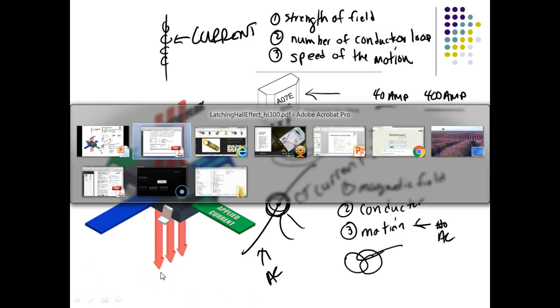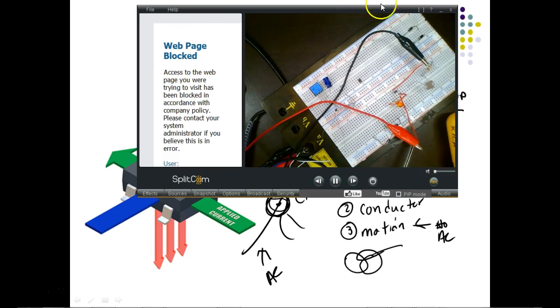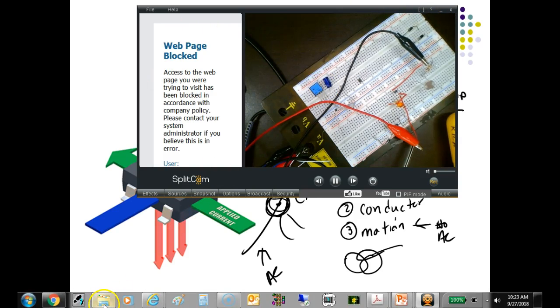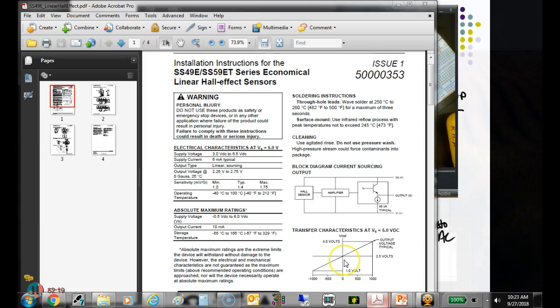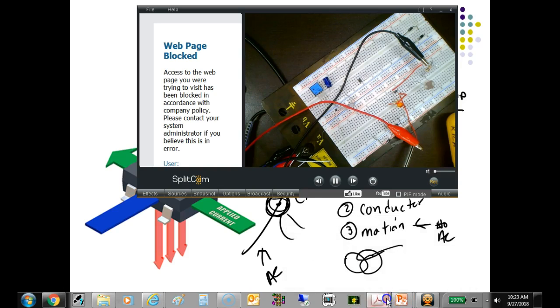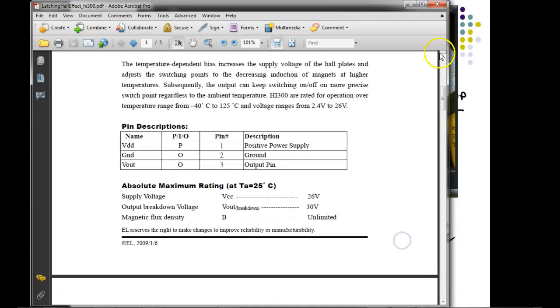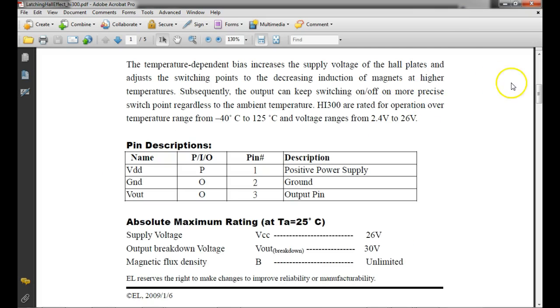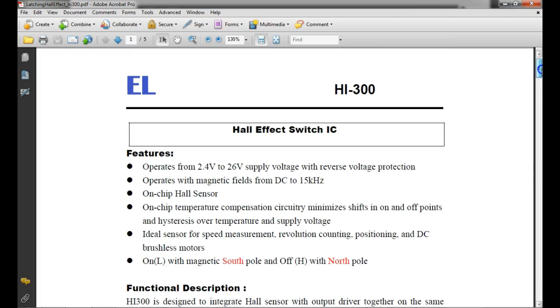So I didn't have time to wire the other one up. This is a latching effect. And this is a HI 300, which is a switch, so it's a latching one. It says I can operate it on voltage between 2.4 volts and 26 volts, which is pretty good, right?